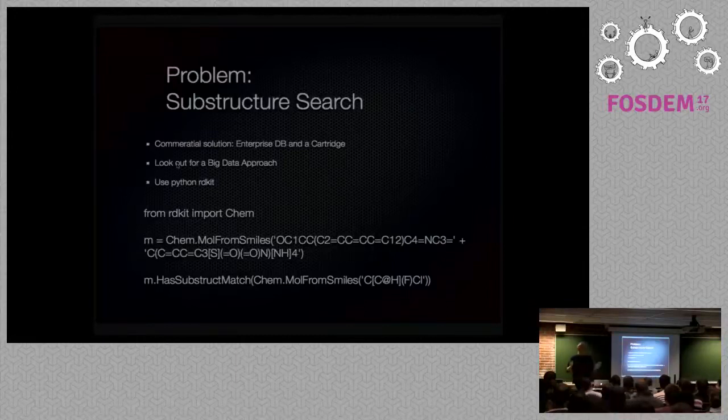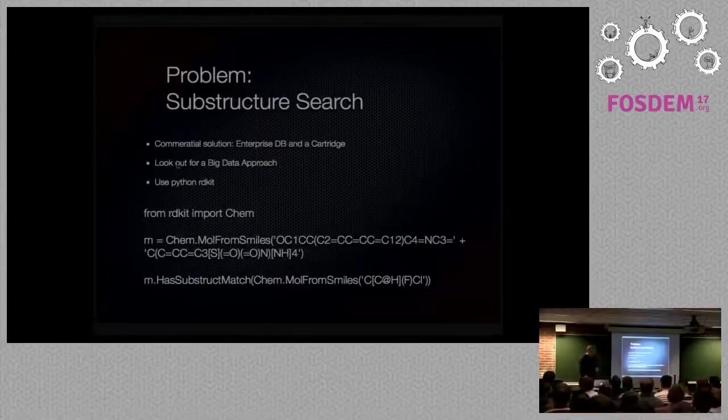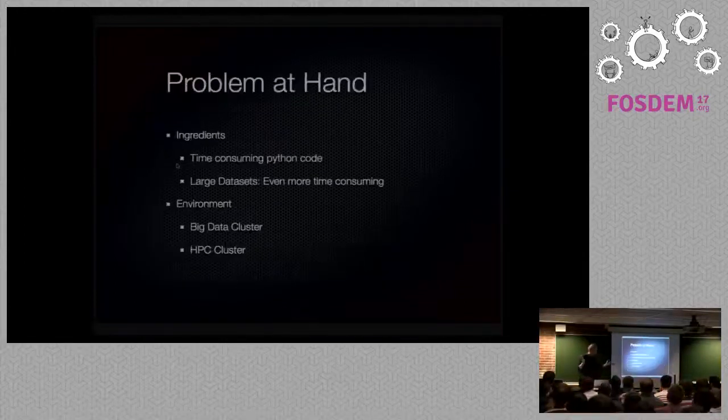Fortunately, there's an open source project called RDKit. It's a beautiful library for chemoinformatics, and you can do something like this. You read in a molecule from SMILES, you put in the SMILES notation, and you have your molecule object, a Python object, and can simply say has substructure match from the other SMILES notation. So it gives you true or false. That's fine.